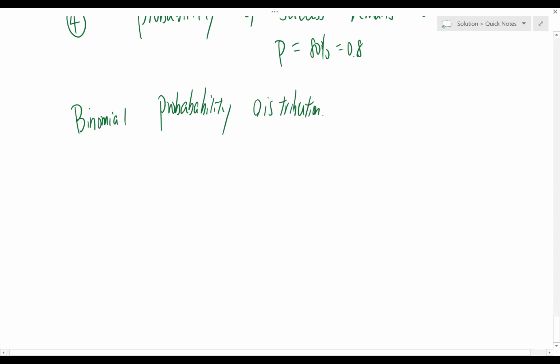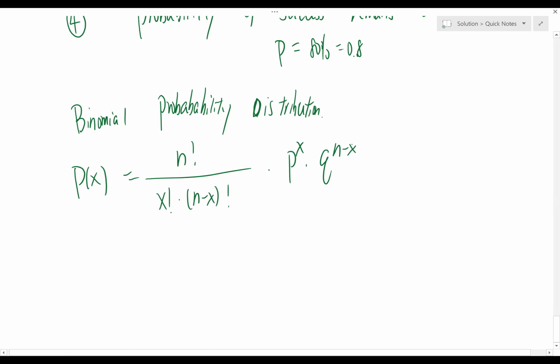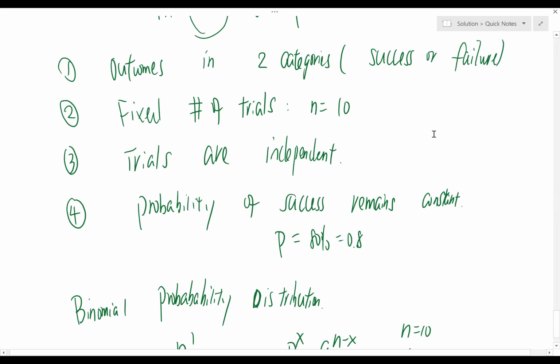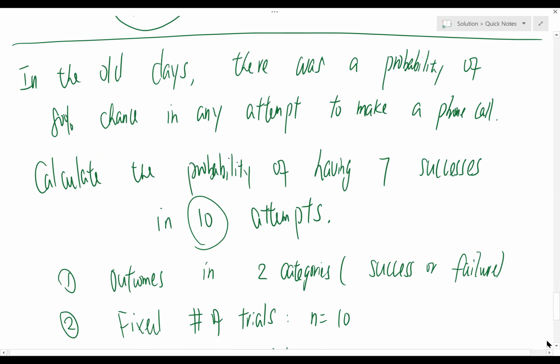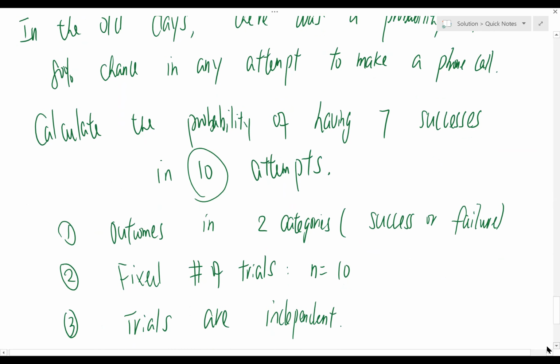And we can apply the binomial formula to get a result. So P of x equals n factorial over x factorial times n minus x factorial, times p to the x and q to the n minus x. So we just need to know what n is. N is 10 trials. Number of successes, we want 7 successes out of 10 attempts. And the probability of success is 0.8, the probability of failure is 0.2.